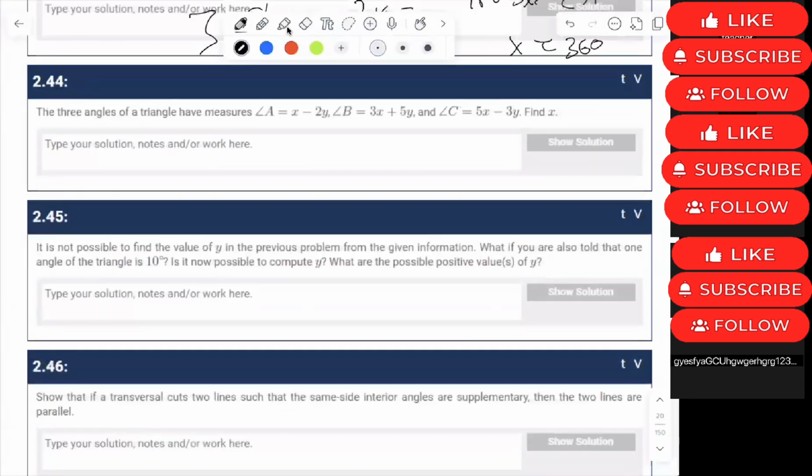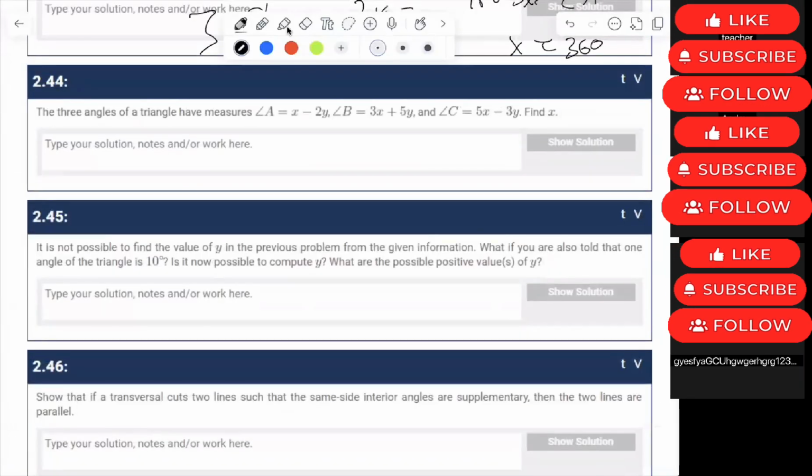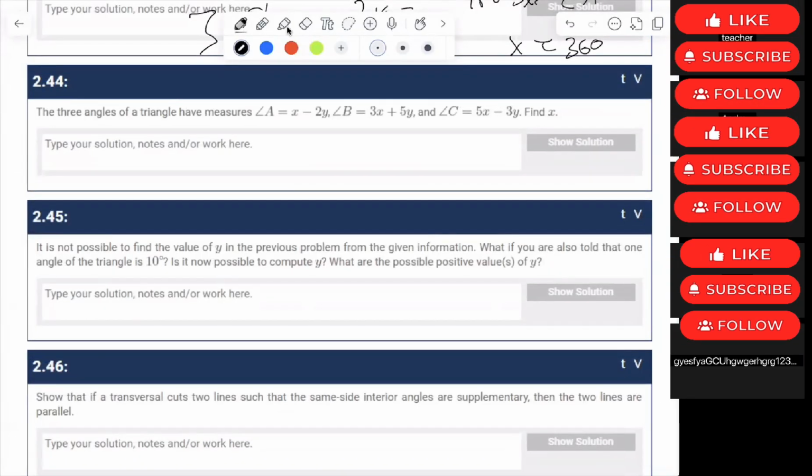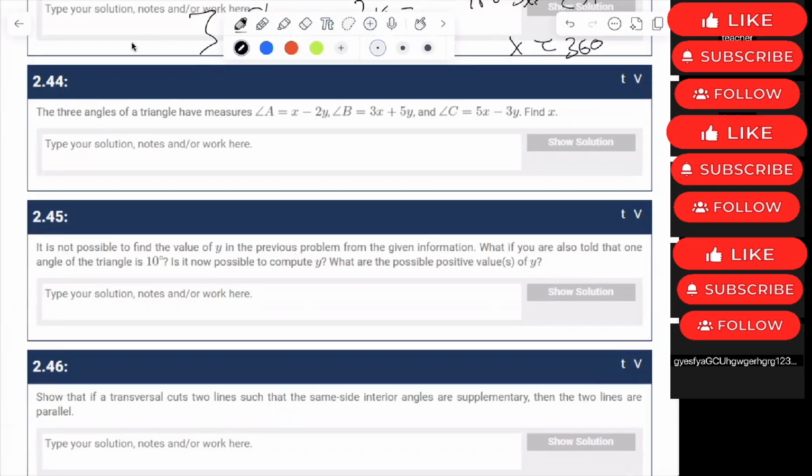The three angles of the triangle have measures A equals x minus 2y, B equals 3x plus 5y, and C equals 5x minus 3y. Find x. Also, have a try at this question and tell me your solution.